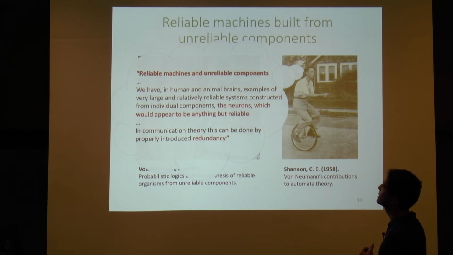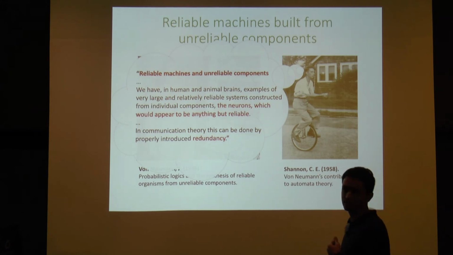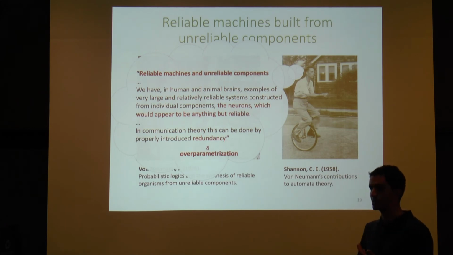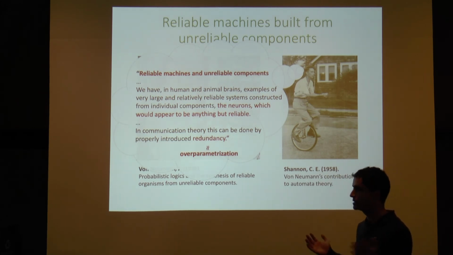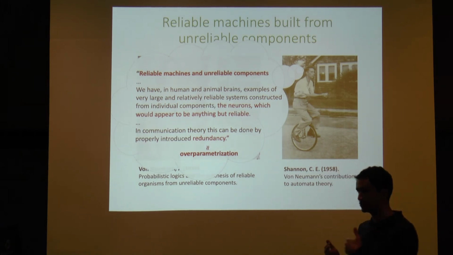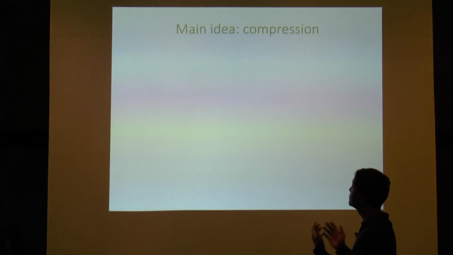Shannon says we have in human and animal brains examples of very large and relatively reliable systems constructed from individual components, the neurons, which would appear to be anything but reliable. And then he mentions later that in communication theory this can be done by properly introduced redundancy. So redundancy is overparametrization, right? Overparametrization is introducing extra redundancy, and redundancy allows us to have error correcting codes, so overparametrization should be able to allow us error correcting.